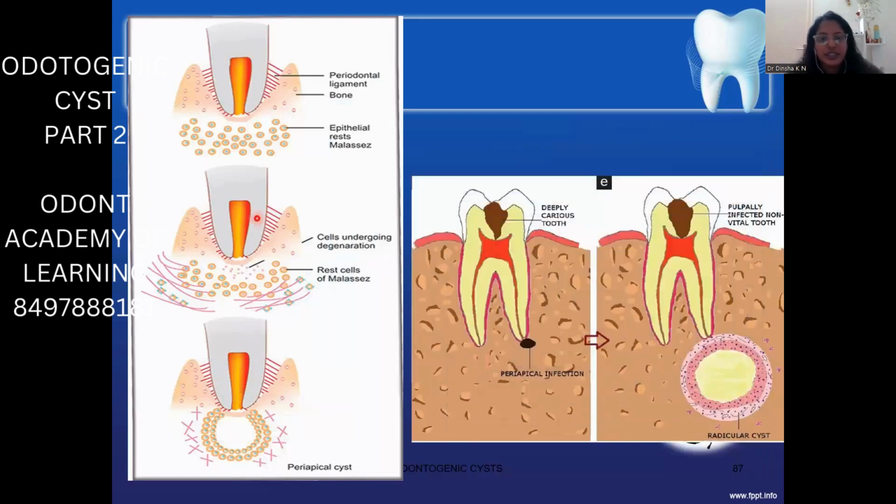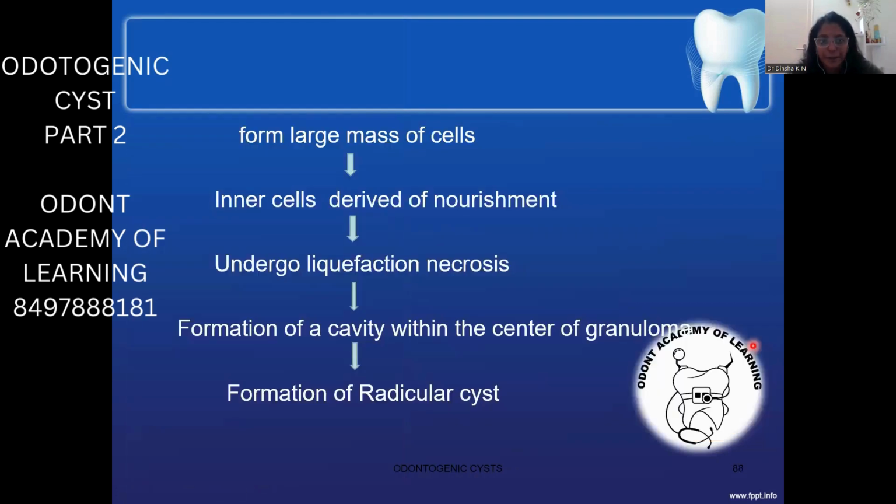As you can see in the picture here, this is the periapical area. These are our cell rests of Malassez, and they are proliferating, and there are a few cells which are actually undergoing degeneration in the center, which is creating a cavity, and it forms an epithelial lined cystic cavity. These cell rests will form a large mass of cells.